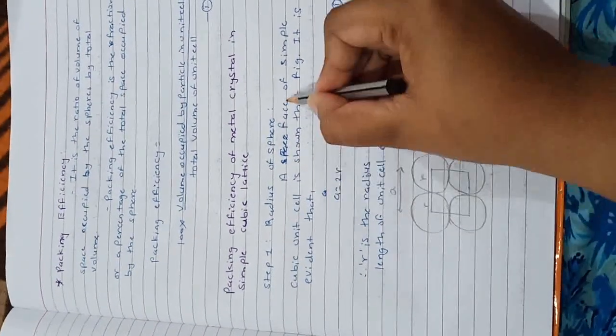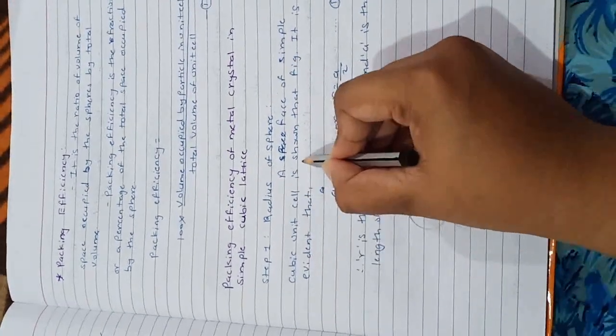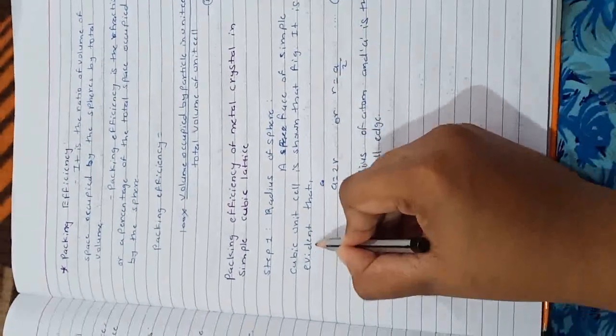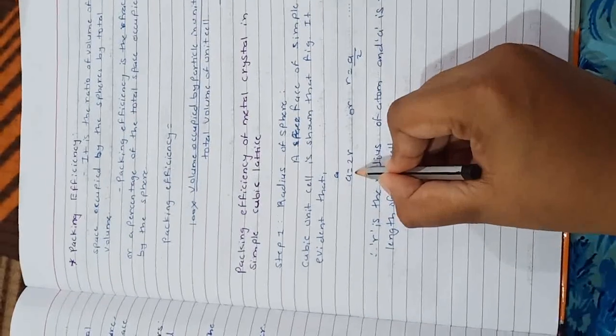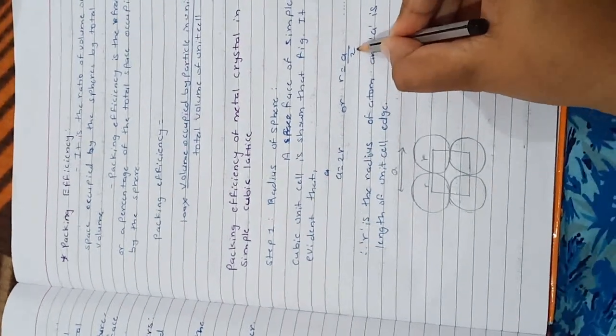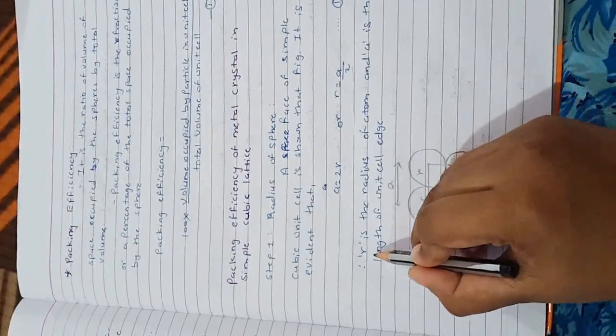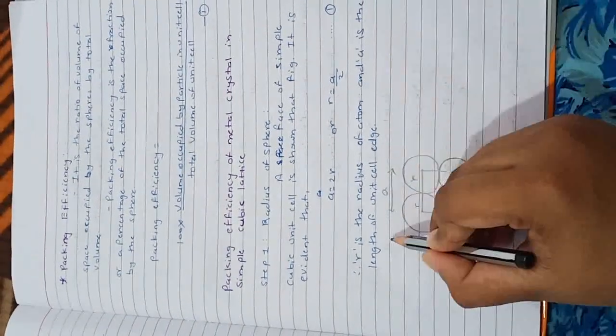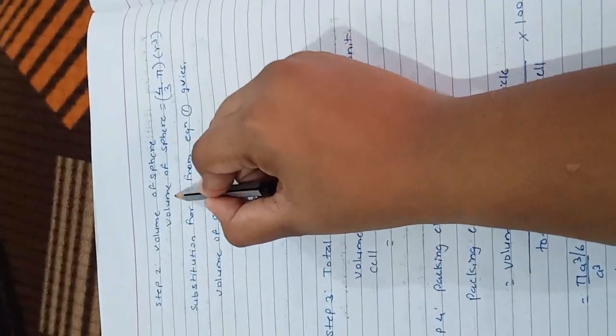Step 1. Radius of sphere. A face of the simple cubic unit cell is shown in the figure. It is evident that a equals 2r, or r equals a upon 2. Equation 1. r is the radius of the atom and a is the length of the unit cell.